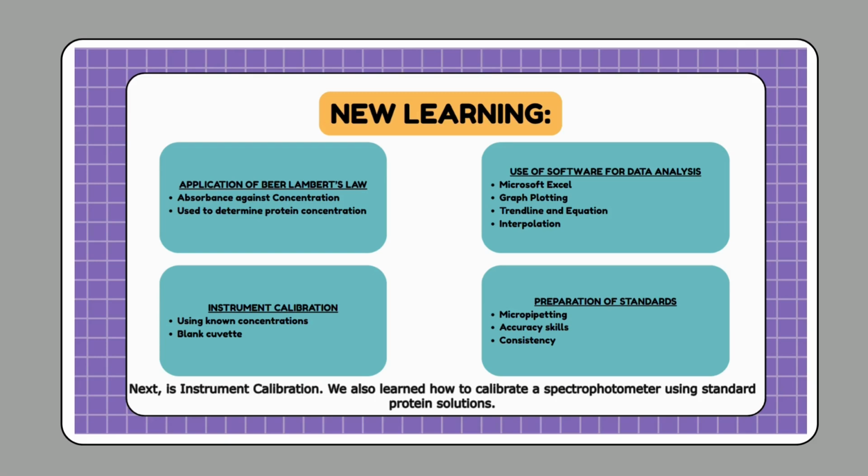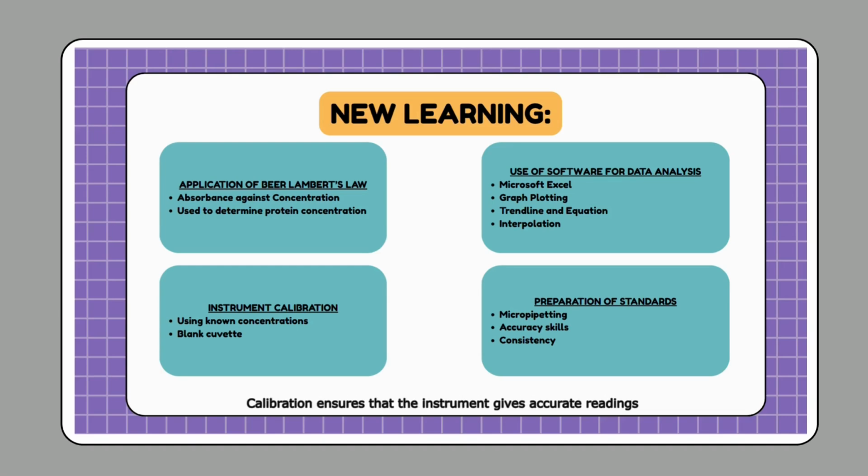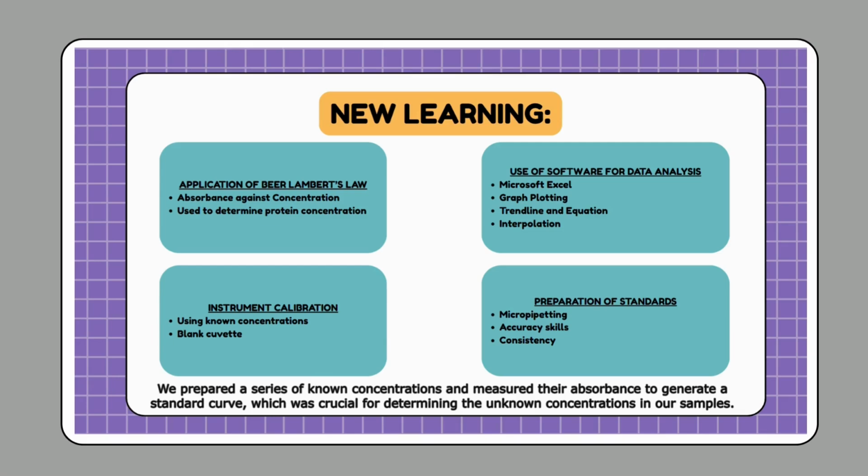Next is instrument calibration. We also learned how to calibrate a spectrophotometer using standard protein solutions. Calibration ensures that the instrument gives accurate readings. We prepared a series of known concentrations and measured their absorbance to generate a standard curve, which was crucial for determining the unknown concentrations in our samples.